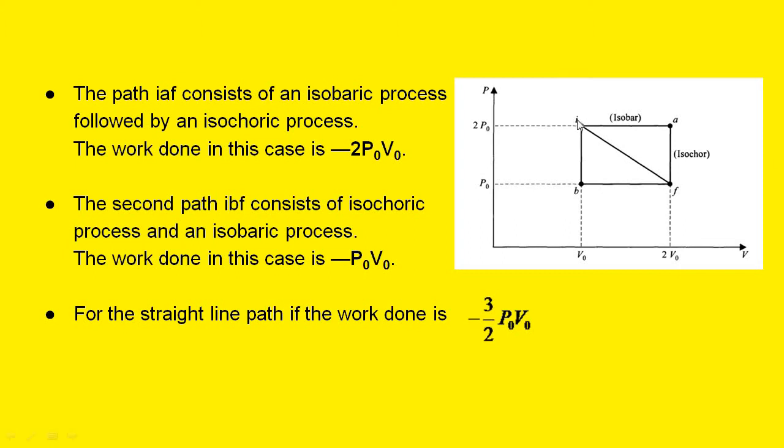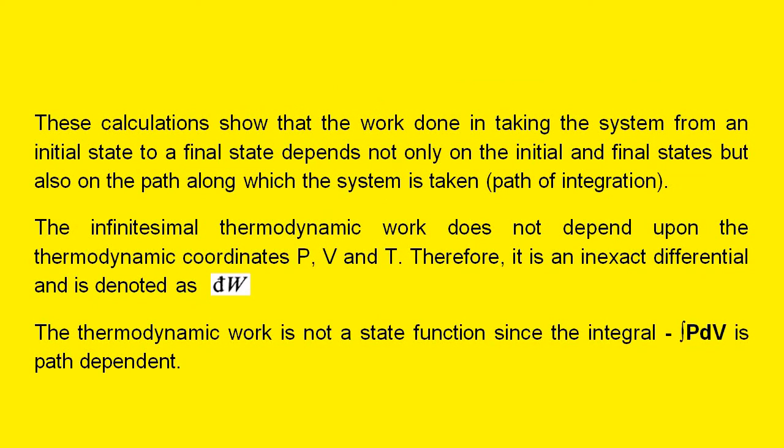So from I to F, we have considered 3 different paths, and during these paths the work done is not the same. That means work done depends on the path. These calculations show that the work done in taking the system from an initial state to a final state depends not only on the initial and final states, but also on the path along which the system is taken. That means the path integration.